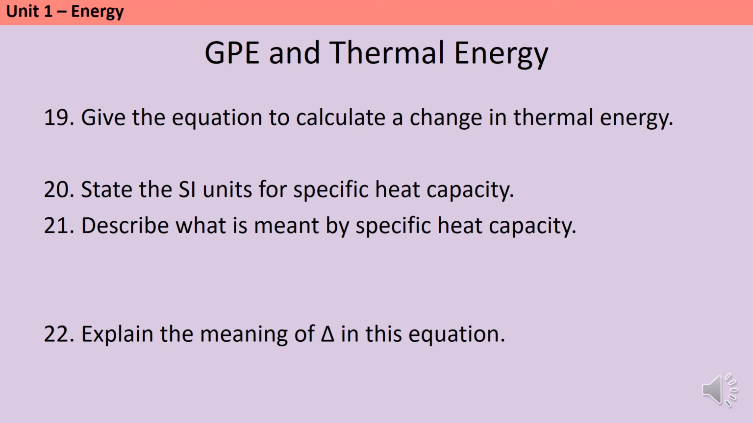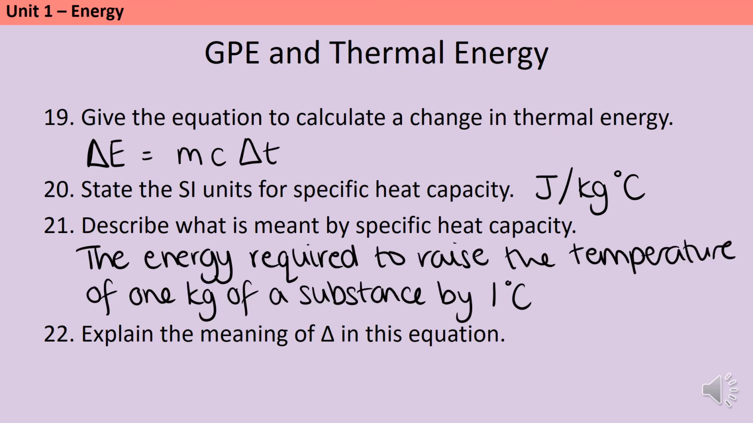To calculate the change in thermal energy, you take the mass of whatever is changing in temperature, multiply it by the specific heat capacity, and then multiply that by the change in temperature. The SI units for specific heat capacity are joules per kilogram degrees C. Specific heat capacity is the amount of energy that it takes to raise the temperature of 1 kilogram of a substance by 1 degree C. The delta sign, or the funny triangle, in front of the E and in front of the T both stand for change. It's the change in energy and the change in temperature.